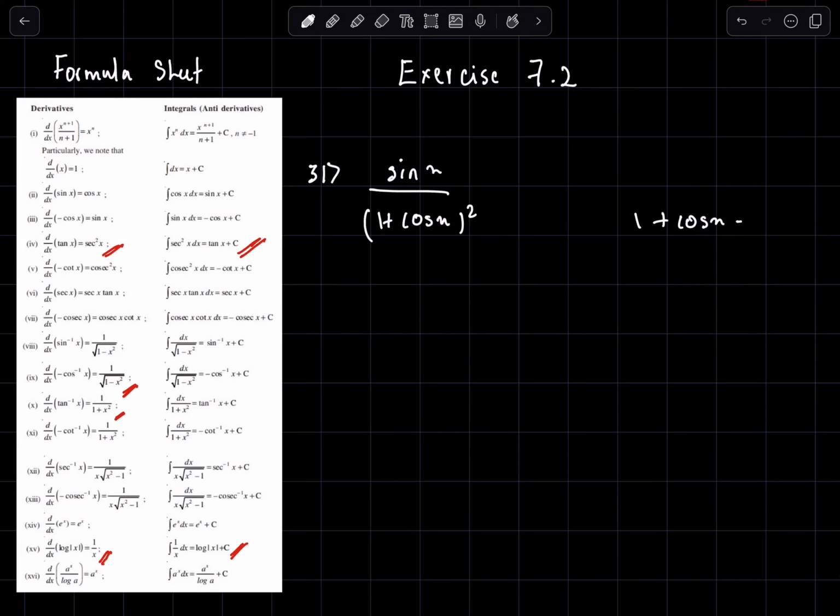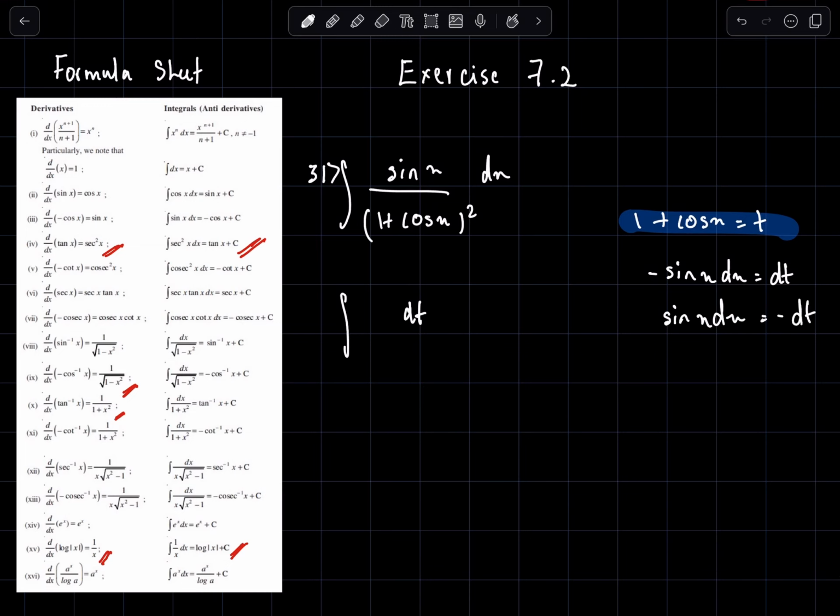So 1 plus cos x is equal to t. So integral dx. So this is minus sine x dx is equal to dt. So you know what to do. So what do you do? Integral of, so this becomes your dt, and this is negative. Again, I keep doing this. Okay, wait, correct, good. Minus sine x dx is equal, so therefore sine x dx is equal to minus dt. Just making it simple for you. Okay. Then look. Okay.